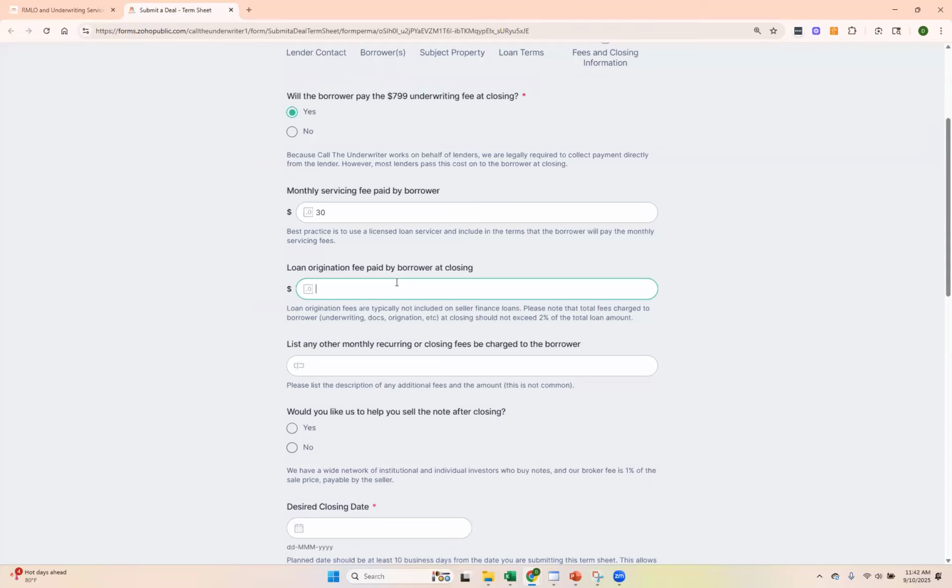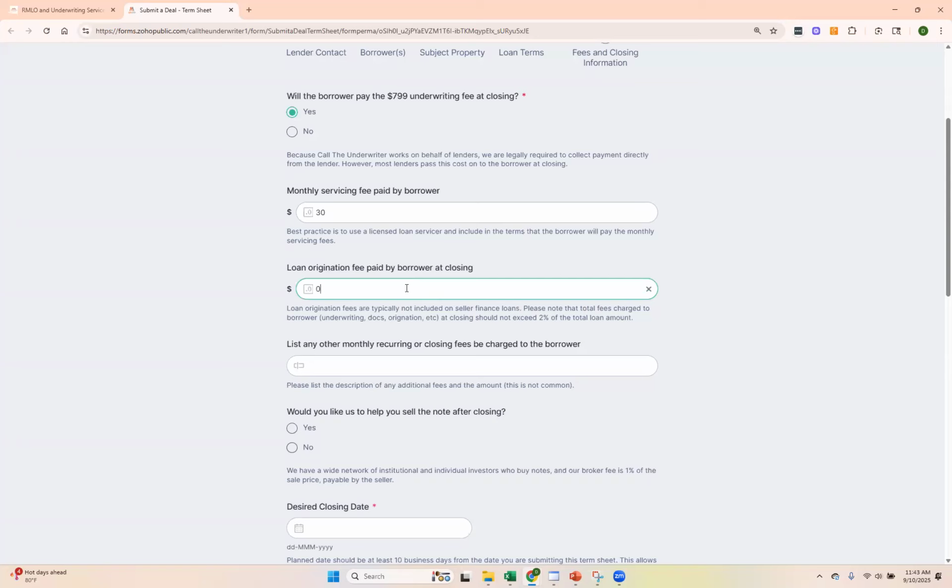Most seller financiers just don't know that it's an option. Sometimes they have like a 1% fee in there. Just know that overall there are legal limits on the total amount of fees that can be charged to a borrower at closing. It is typically 3% of the total loan amount, although there are caveats and corner cases where that number can be different. But in most scenarios, 3% total, so that would include the 799, is the legal maximum, although it's best practice not to go above 2%.